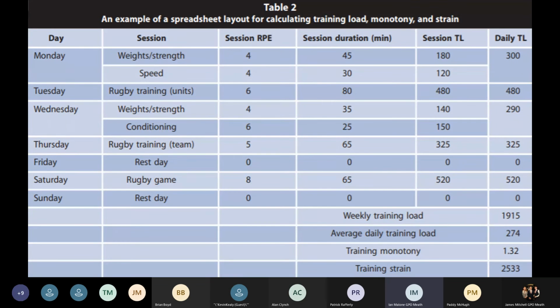So the RPE scale is 4 for both of them. So 4 by 45 is 180, 4 by 30 is 120. Combine them together for your daily total, which is 300. And as you can see, throughout the week, they've got rugby training, weights training, conditioning, and a couple of rest days there on Friday and Sunday as well.